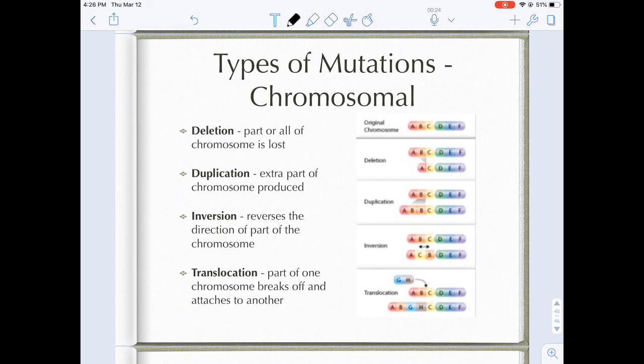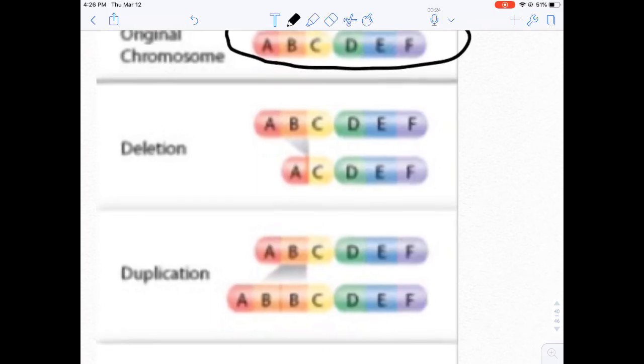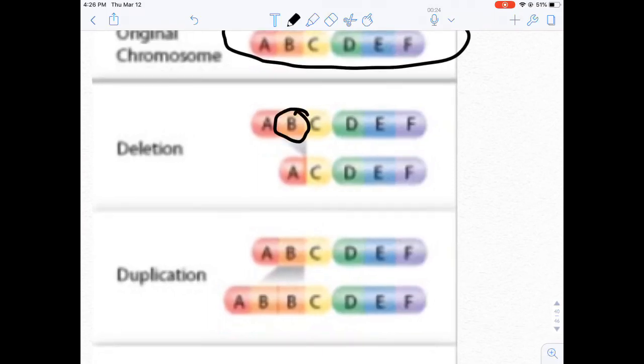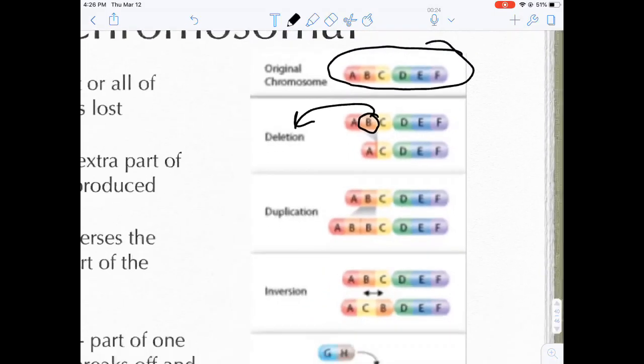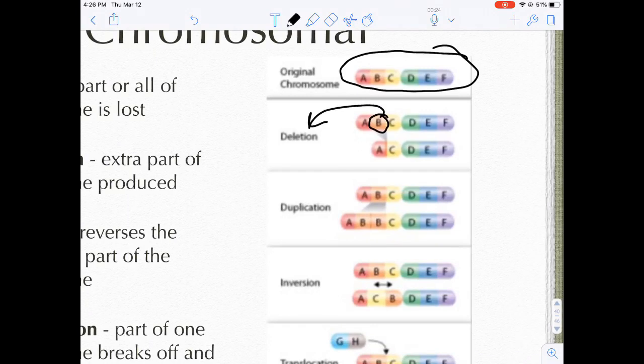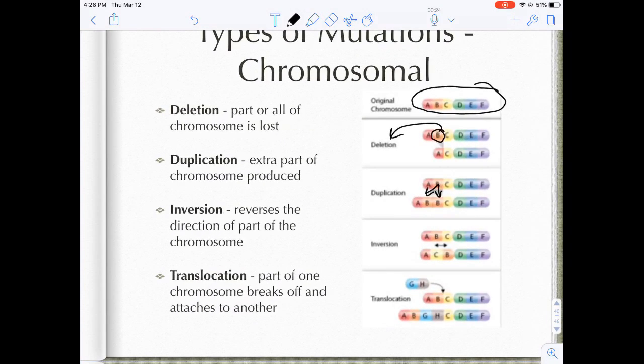Okay, so now we'll look at chromosomal mutations. And again, we're going to see some similar vocabulary. So deletion: if this is your original chromosome, you can see right here, we lost the B portion. So that has been deleted. Duplication: we've now got 2 B sections of the chromosome. Now keep in mind that if we're looking at a chromosome here, these sections would be genes.